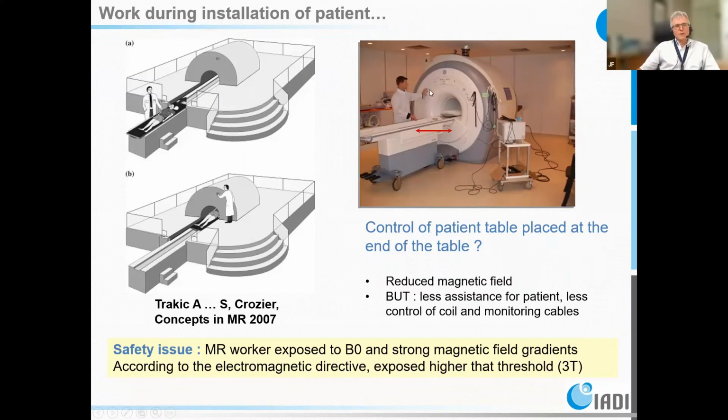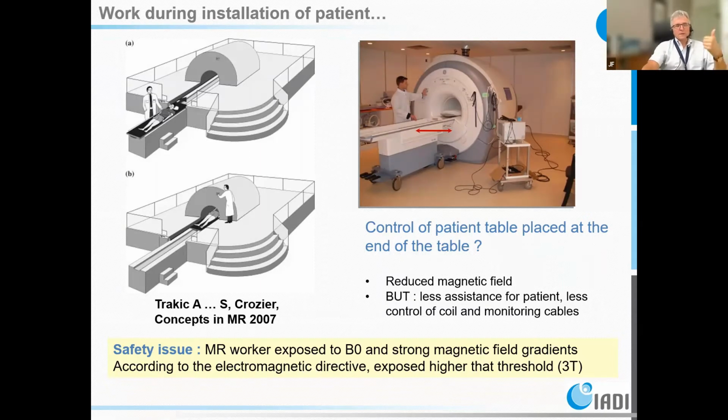Today we try to reduce this, and a fancy idea was proposed by Crozier, just to have a long table going from outside to inside, or even place you higher. But the problem here is just to reduce the worker exposure to B0. I will talk about this later, but just so that you know there is some issue here.